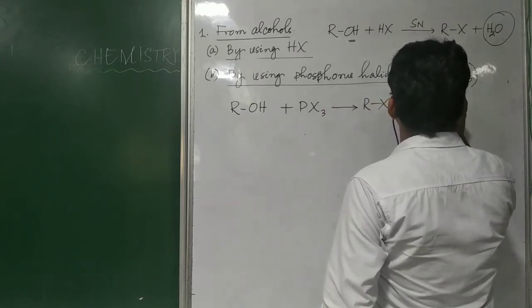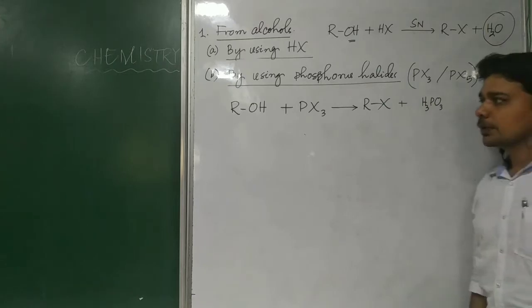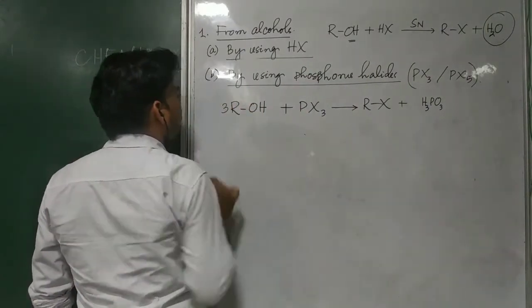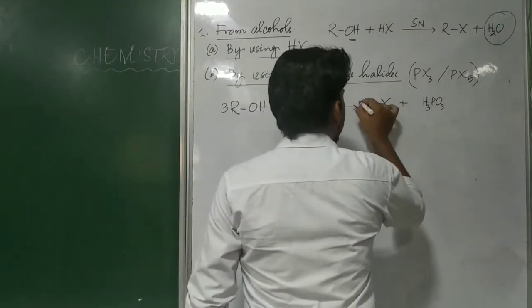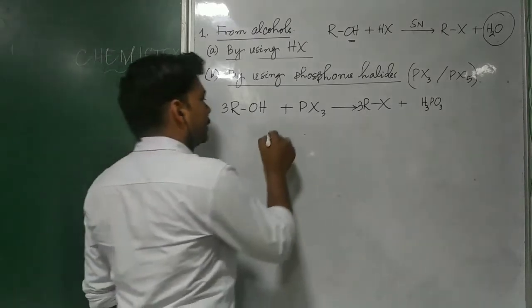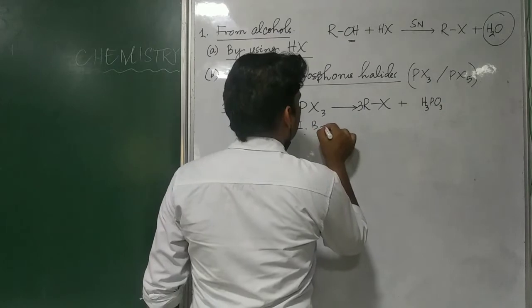is H3PO3, phosphorous acid. One PX3 molecule reacts with 3 alcohol molecules, and the reaction results in the formation of 3 alkyl halide molecules. Here X may be iodine, bromine, or chlorine.